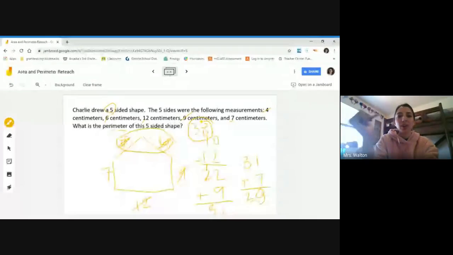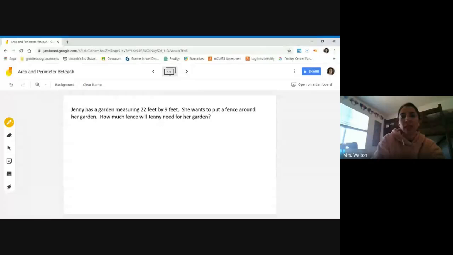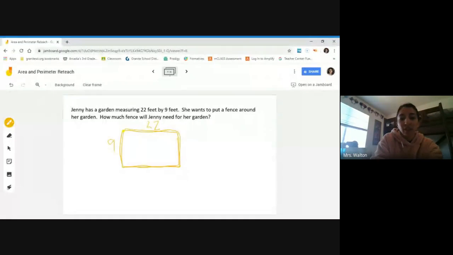Okay, let's take a look at this one. So Jenny has a garden measuring 22 feet by 9 feet. She wants to put a fence around her garden. How much fence will Jenny need for her garden? So it doesn't say it right away, but I know that this is a rectangle because 22 feet by 9 feet. So she wants to put a fence around her garden. So around would be like this. This part around here is where she wants her fence. And something that's around, I'm not trying to fill in the middle. I'm going on the outside border, which would be perimeter.